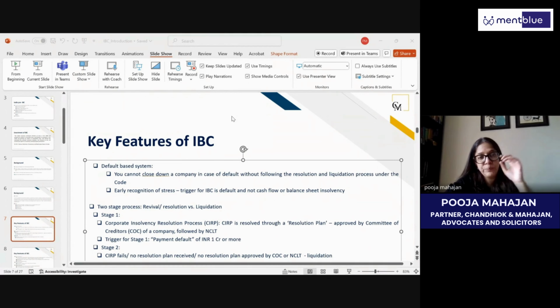Stage 2 is in case the CIRP fails. You don't get a plan, no plan is approved. The company then moves to stage 2 of liquidation. So it's a two-stage process.